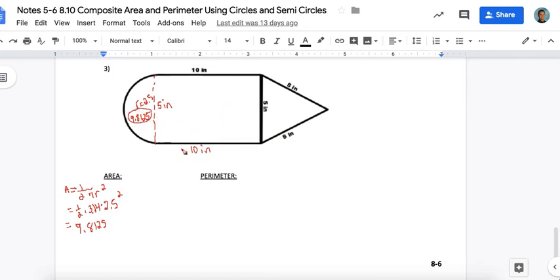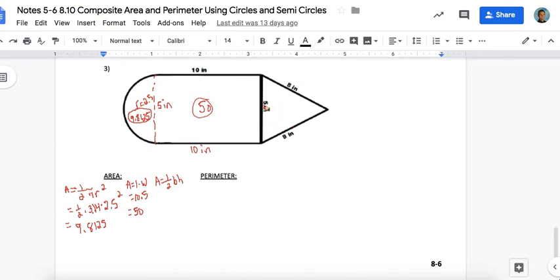Now we have the rectangle, we have a length of 10 and a width of 5, so we're going to do length times width. So 10 times 5 is 50. And now we can put 50 in here. And now we have a triangle. So we can do 1/2 base times height.